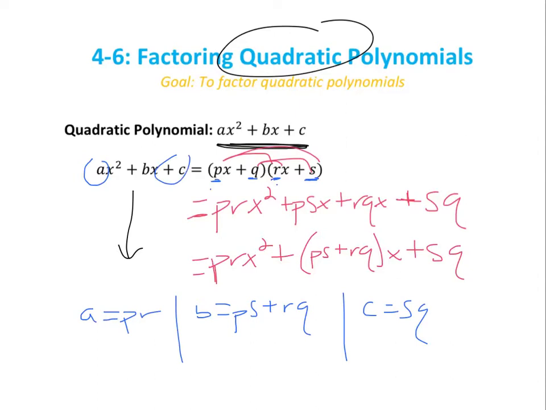Lastly, to finalize this, you should know that B comes from adding. You probably thought of it as adding S and Q, but it's actually PS plus RQ, because you have to take into account the coefficients in front of the S. So another very simple way to put this is that in order to factor these, you want to find two numbers, S and Q, that multiply to equal C and add together to equal B. And I'll go through some examples for you.